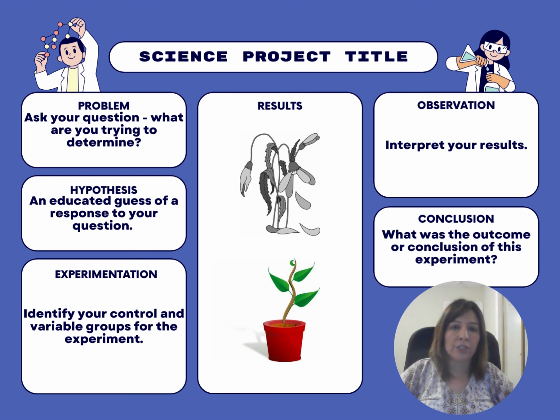So your observation is where you're interpreting your results. And that's what we just did. We just talked about that. So your conclusion, what was the outcome or conclusion of this experiment? Well, that's what we just said. The plant that was exposed to sunlight and was watered regularly, it turned nice and green and it survived. And the one that had nothing didn't survive. It wilted and died. So that's the basics for a science fair project.